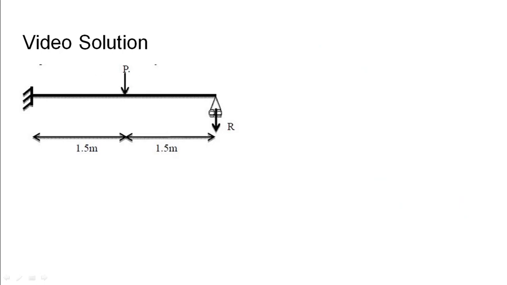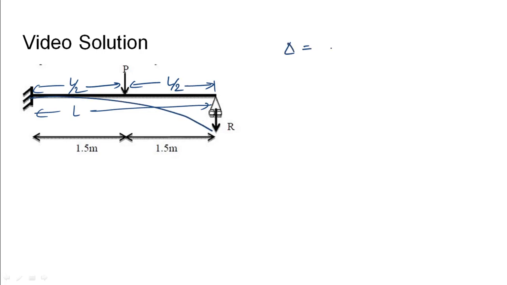Here it can be seen that the load P is acting at the midpoint of the beam. So assuming the total length to be L, this part would be L by 2 and this part would be L by 2. Now we need to assume the deflected shape of the beam, which will be like this. So the total deflection as seen in the previous slide will be equal to delta 1 plus delta 2. So delta 1 will be the deflection at this point, which would be equal to P into L by 2 cube divided by 3EI, plus we should find the slope at the point at which the load is acting.